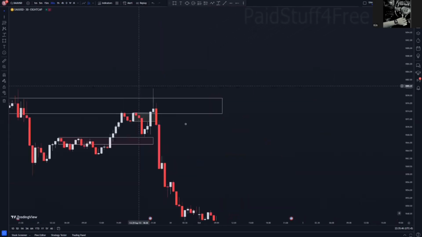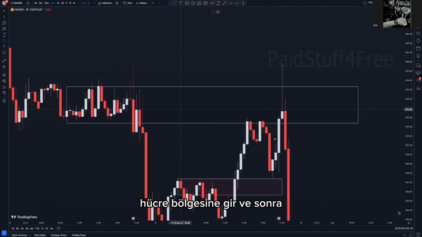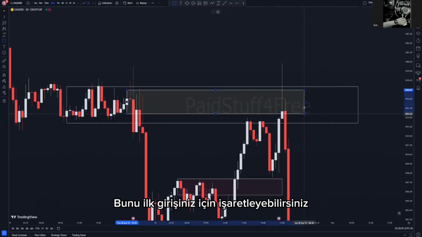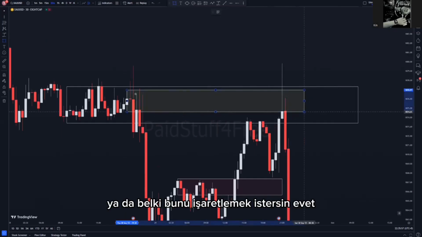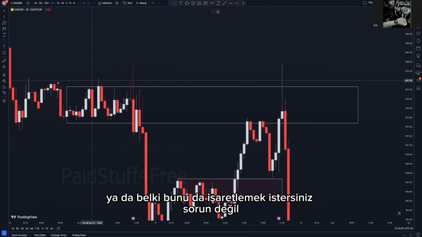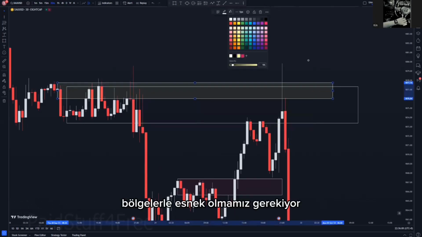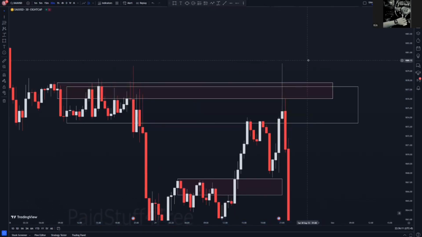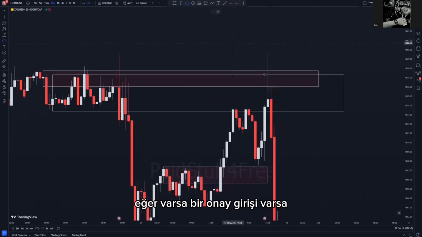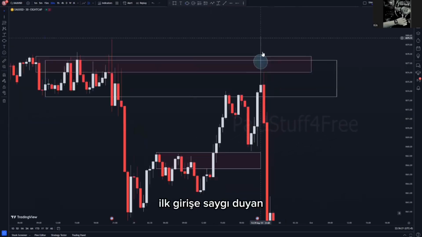So right now, do it from scratch: get into the sell zone, and then maybe you can mark this one for your first entry, or maybe you want to mark this one. It's not a problem at all. Or maybe this one, also not a problem. About marking the zones, we need to be flexible with the zones. Just play around with the zones. So when the price gets into the sell zone, if there is a confirmation entry, this is what will happen. It is respecting the first entry.